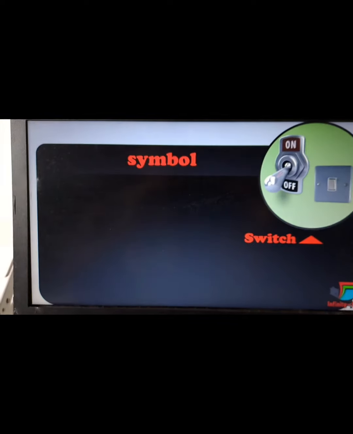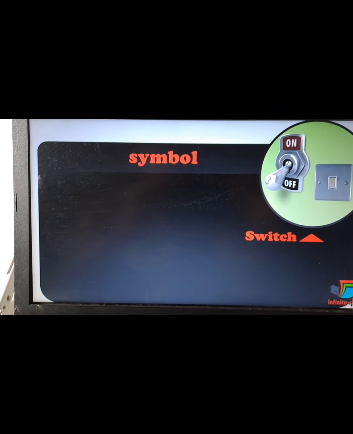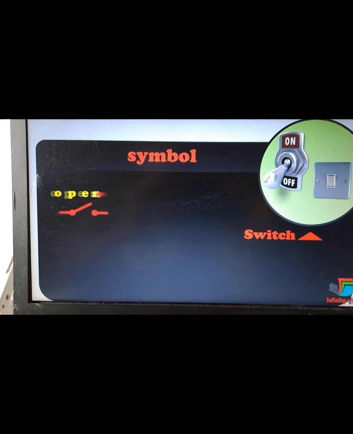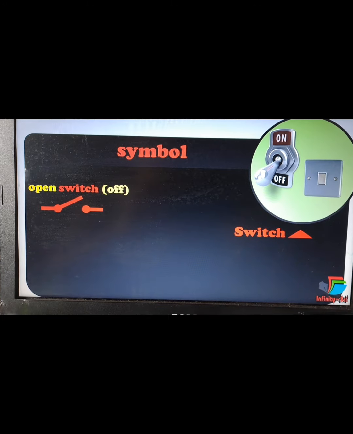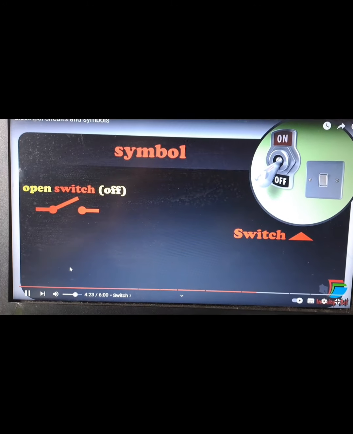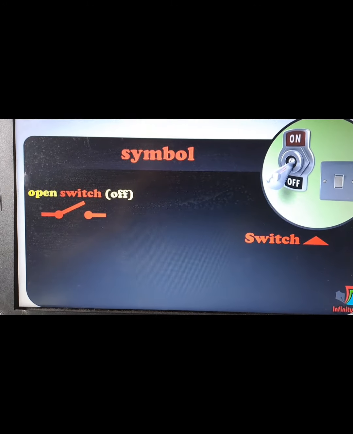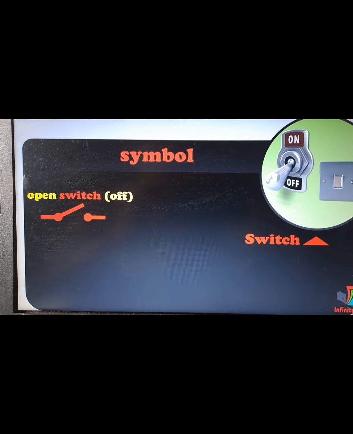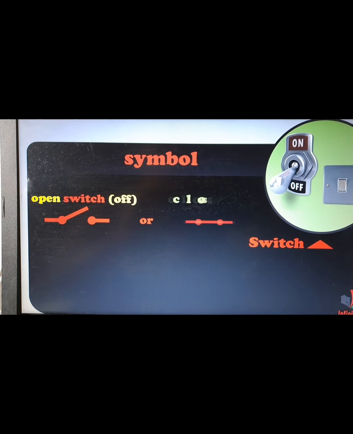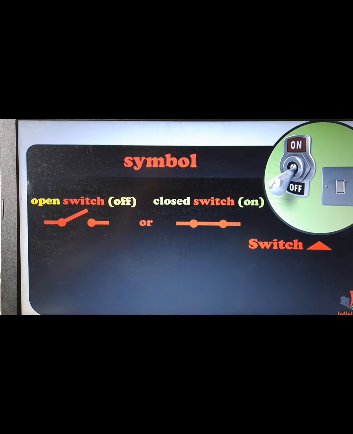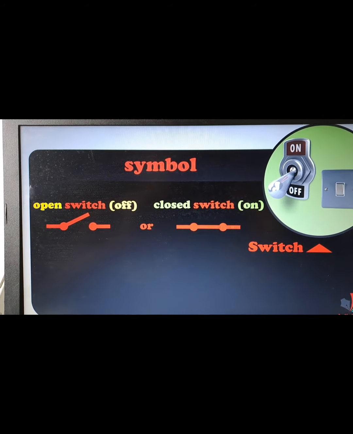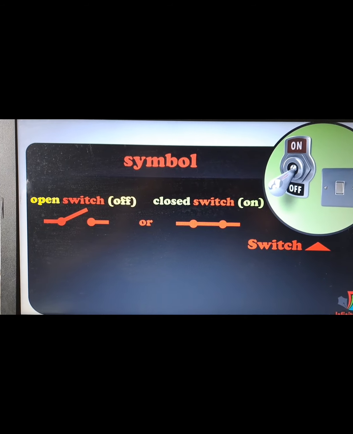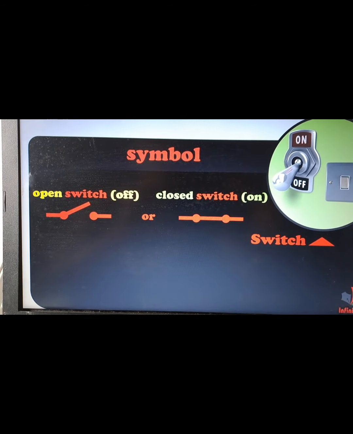So sometimes, or not always, you're going to have a switch in your circuit. The symbol of a switch is that one. It's like a broken line depicting a switch in an off state, or depicting a switch that is off. And then it could be a closed switch, which is a connected line, which is not broken, like the one on the left. So that is a switch which is in the on state.